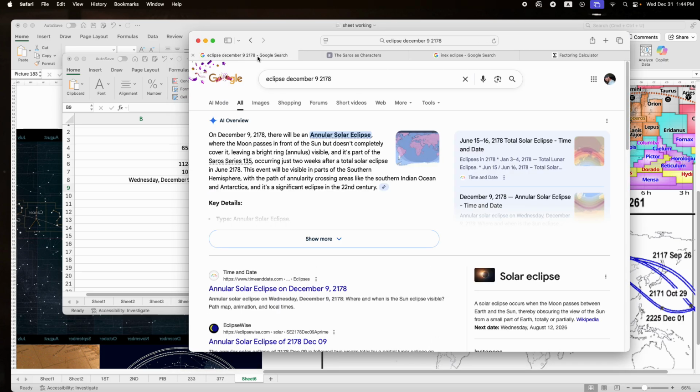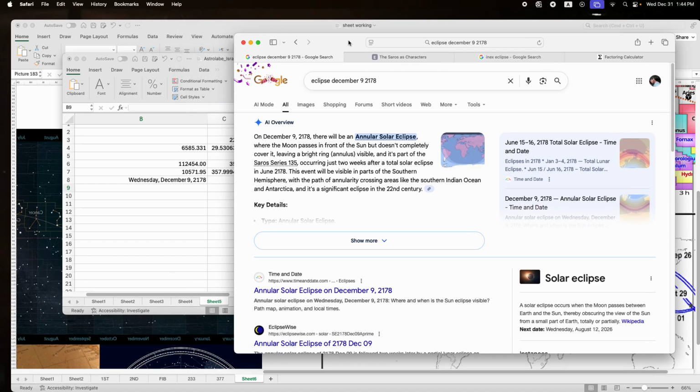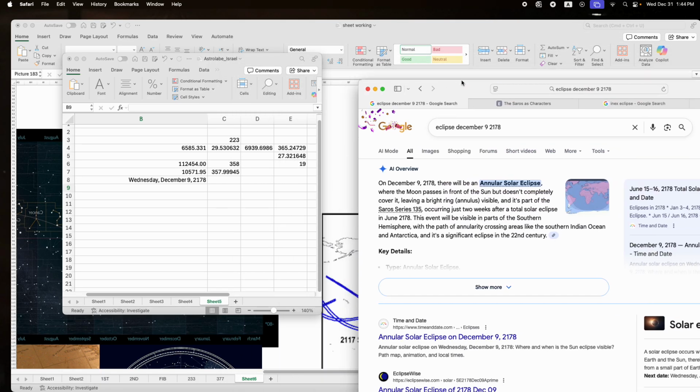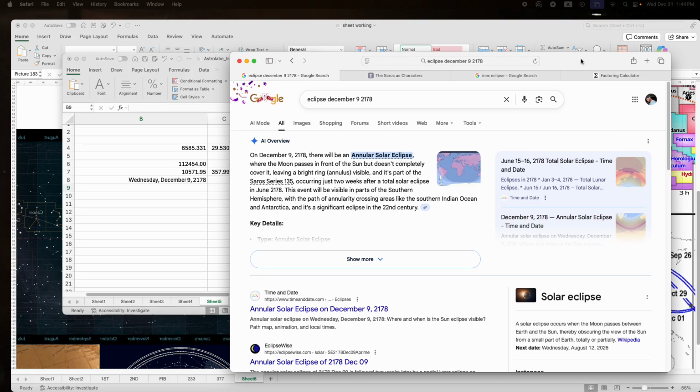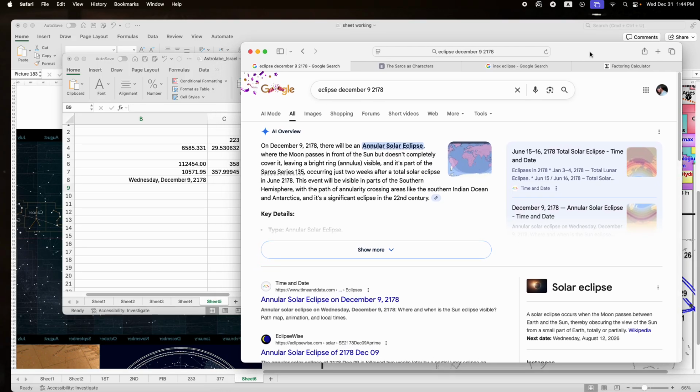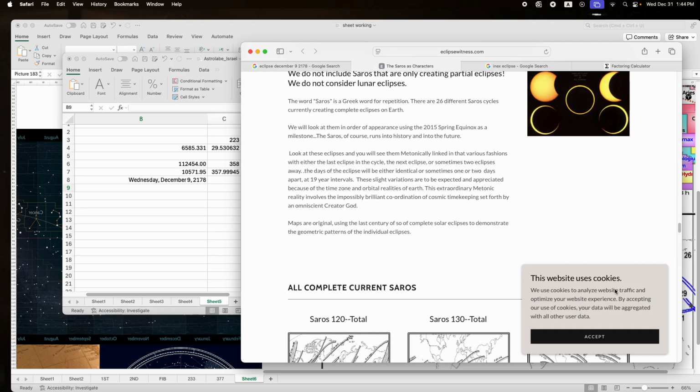So now all we've got to do is come over here and Google eclipse December 9th, 2178, and that's going to come up as, where are we at? So it's in Saros Series 135. Saros Series 135, again, remember this was Saros Series 136. So it would be the one that started right before this one. And so if we look at the pattern of this one, I think I found something on this.